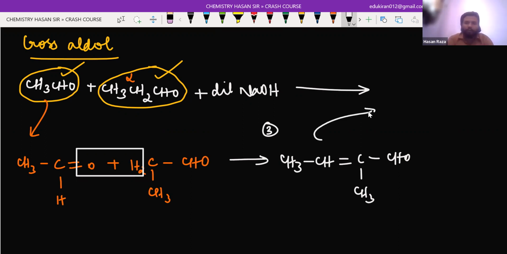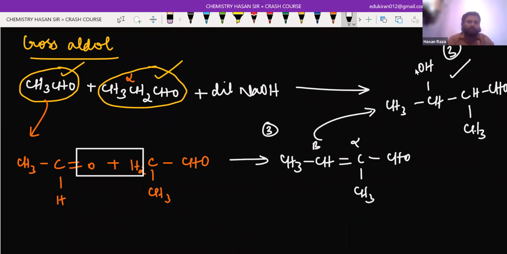And if you want to go for aldol only, this is your alpha, this is your beta. So you are going to add OH to the beta carbon and hydrogen to the alpha carbon, and the rest part will be the same. So this will be the third product basically. We only go for the aldol condensation. So how you get the third product, you took out oxygen from ethanal and alpha hydrogen from propanal. Now you are going to reverse it. That means you are going to remove oxygen from propanal and alpha hydrogen from ethanal.